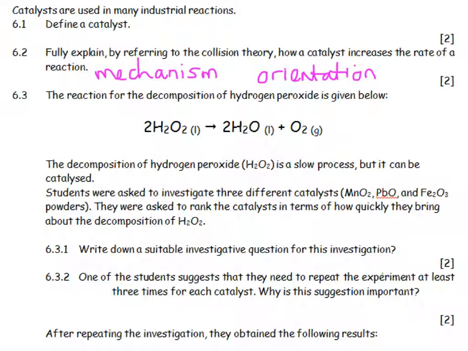peroxide. One of the students suggests that they need to repeat the experiment at least 3 times. Why is this suggestion important? It ensures accuracy and precision and therefore results in reliable data. And that's what you want. You ultimately want reliable data so that you have got a fair test. This is what you get out of it.